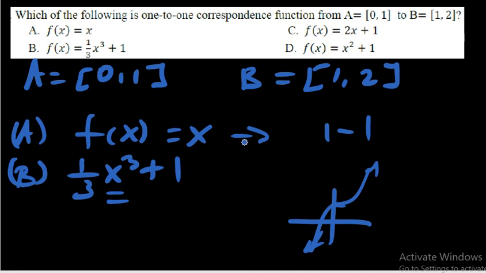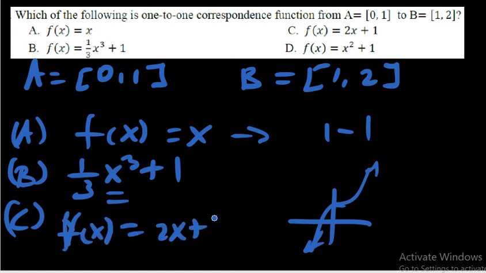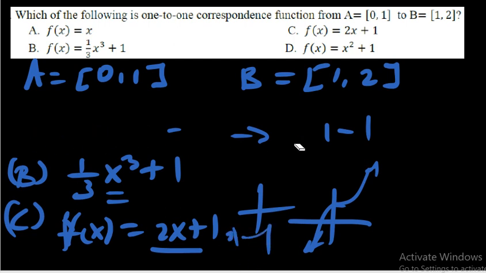What about the third one? The third one, C, which is f of x is equal to 2x plus 1. Still, this is a linear function, so it's just one-to-one. Linear functions are always one-to-one. Let's check D.